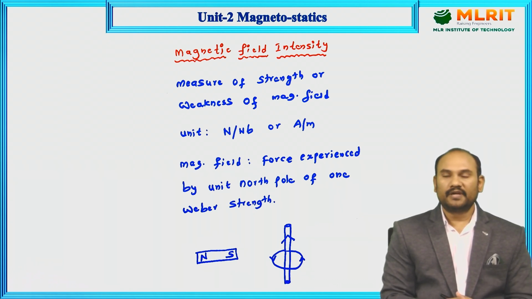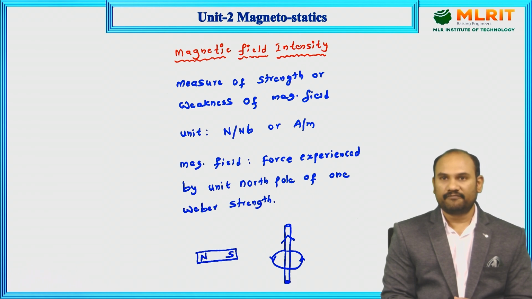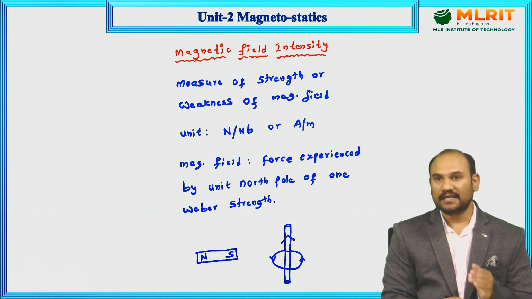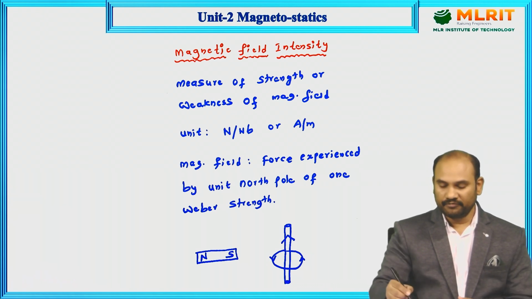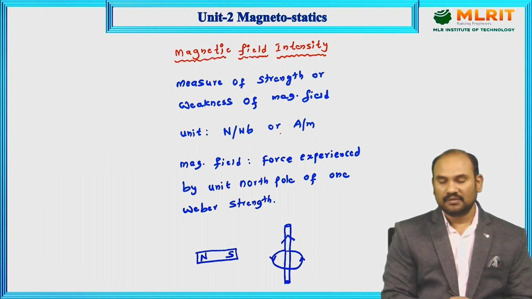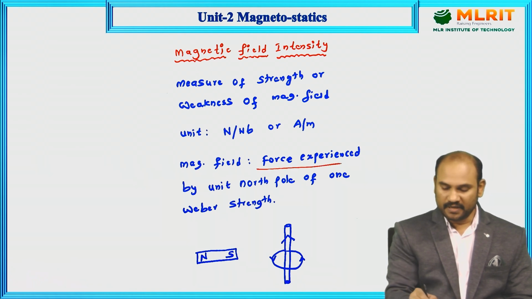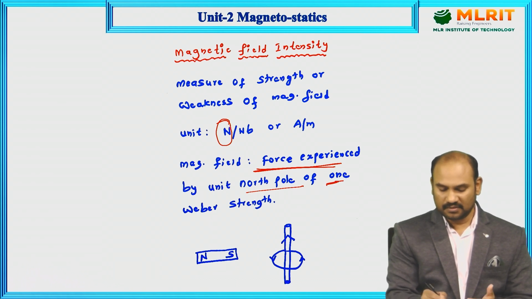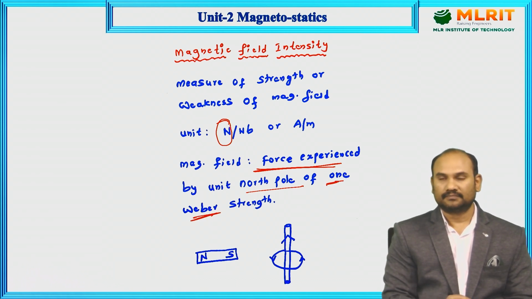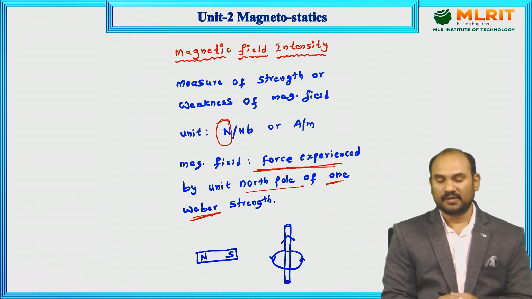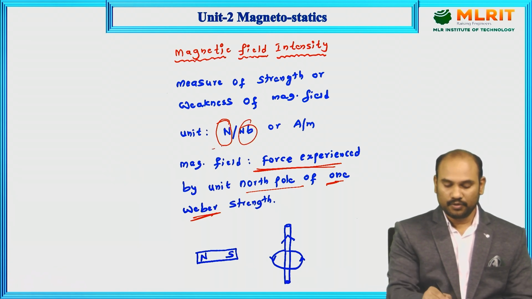Now, after discussing what is magnetic field and what is magnetic field intensity, we will move on to the second parameter, that is magnetic flux density. But well, before going to that, what are the units of this magnetic field intensity? Force experienced, force in Newton per unit north pole of how much? Of unit strength, means 1 Weber. Because pole strength is measured in terms of Webers. Unit strength means 1 Weber. So, Newton per Weber.